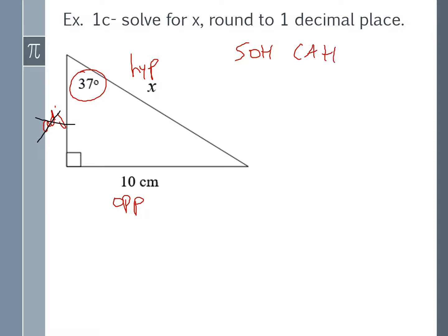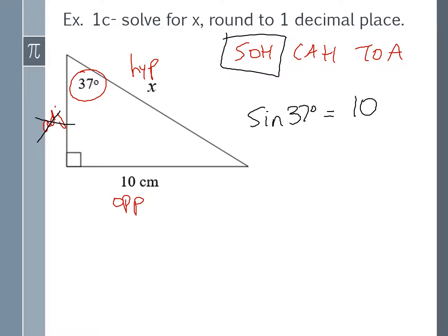Now decide what to use. So SOH CAH TOA. We were given opposite, we're looking for hypotenuse, O and H. O and H goes with SOH. What does the S stand for? Sine. Beside it is your angle, 37 degrees. And again, it goes in order. O over H, opposite over hypotenuse, so 10 centimeters over x.